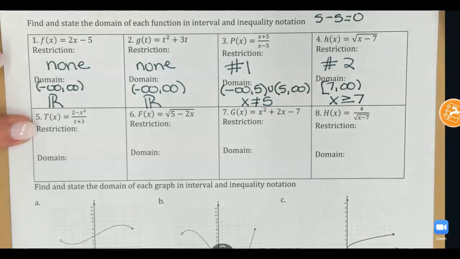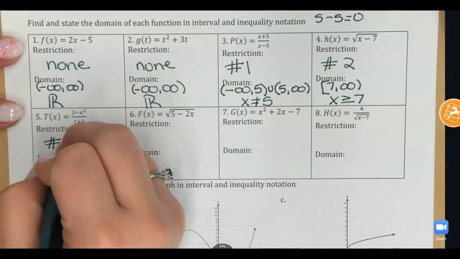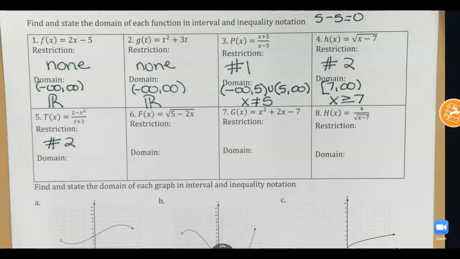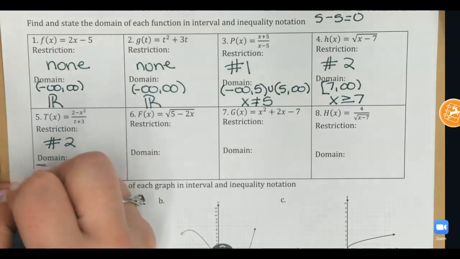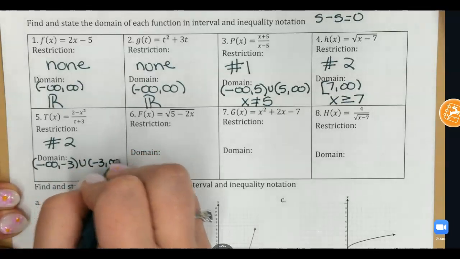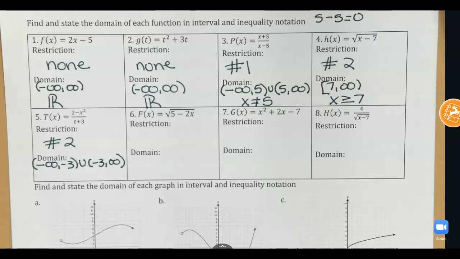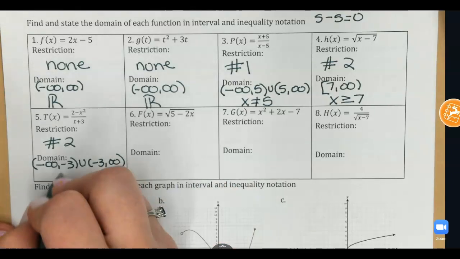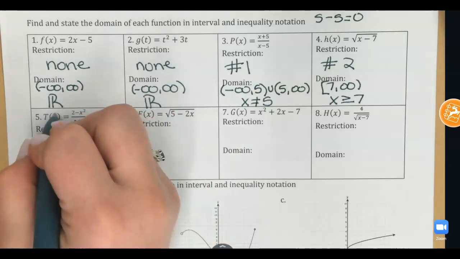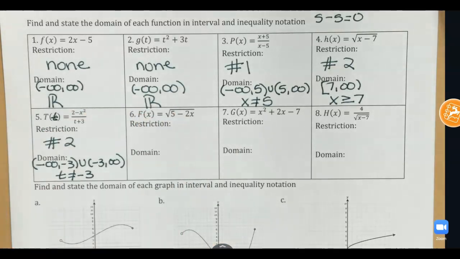Okay, on number 5, again, I have restriction number 2, I cannot divide by 0. That value that would cause me to divide by 0 is -3, so my interval is going to be all numbers less than -3, but not including it, and all numbers greater than -3. For my inequality notation, all I would say is that t cannot equal -3. And I guess we could correct that to say t instead of x.